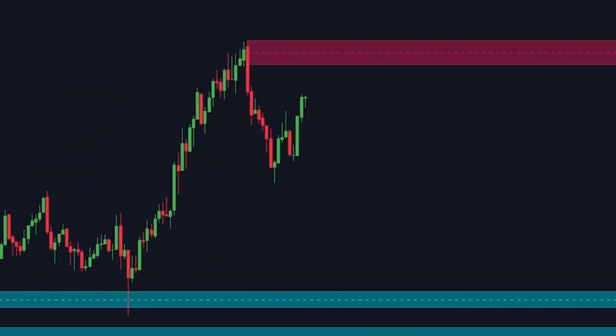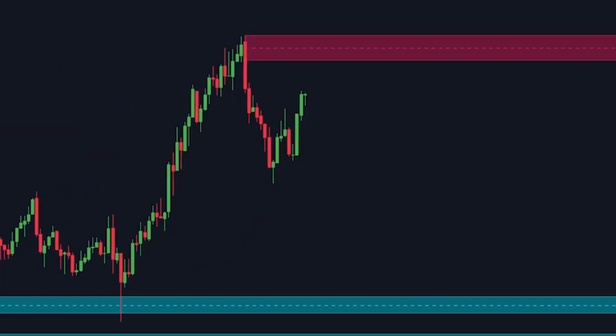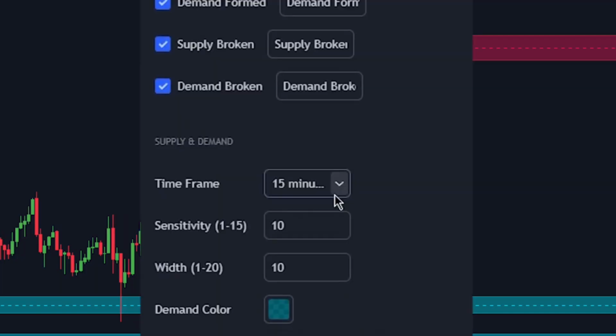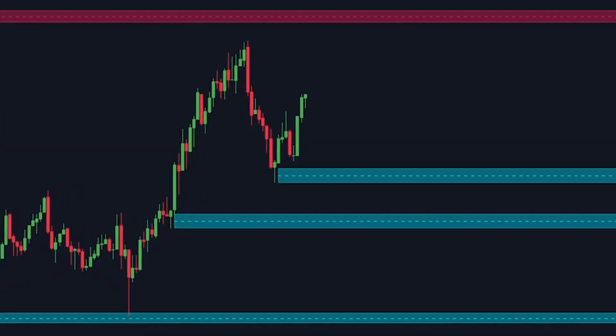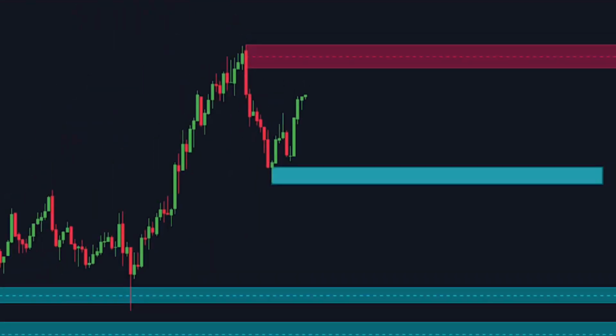Now let's talk about the other side of it, smaller time frame zones. This is where scalpers and day traders really benefit. Let's say price is stuck between a demand and a supply zone on the 15-minute chart. You're not sure which way it'll break. If you drop down to the 5-minute or even the 1-minute, the indicator will show you those smaller supply and demand levels that can help fine-tune your entries. That way, you can either catch the move early or wait for a proper retest with much better precision.